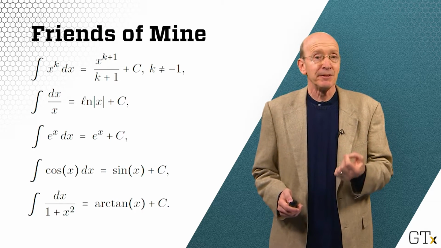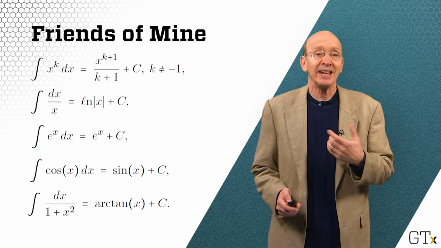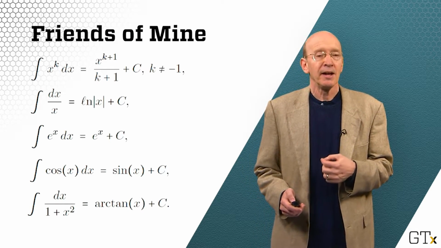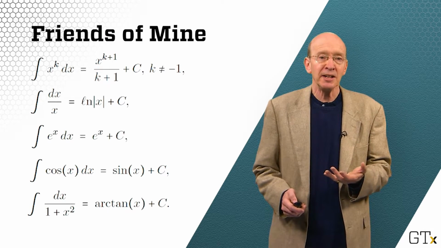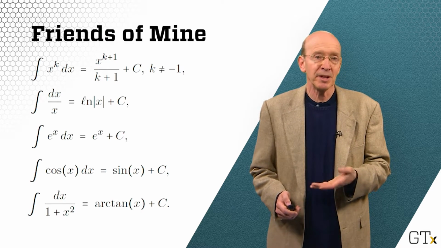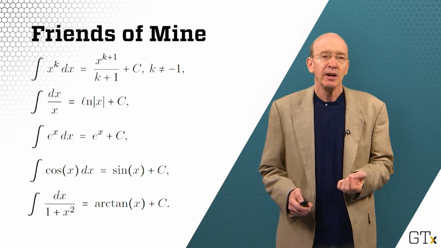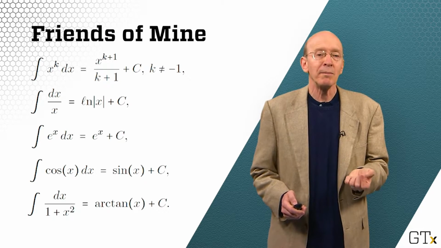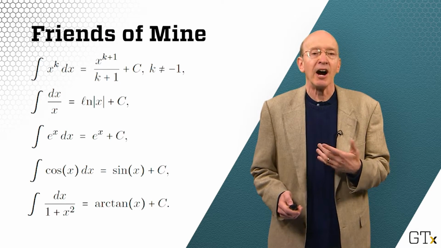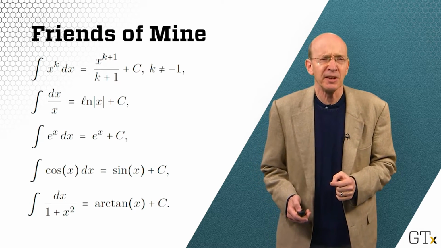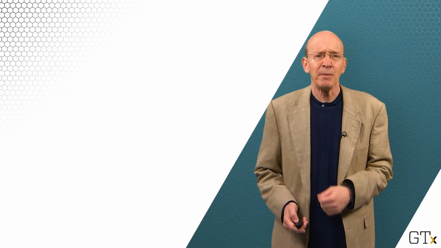Now, if the derivative of e to the x is e to the x, then the integral of e to the x dx is e to the x plus c. Similarly, the integral of cosine equals sine plus c, because remember when we took the derivative of sine, we got cosine. And the integral of 1 over 1 plus x squared is equal to arctan plus c. So there's a million of these things, and I just gave a few that you might remember.